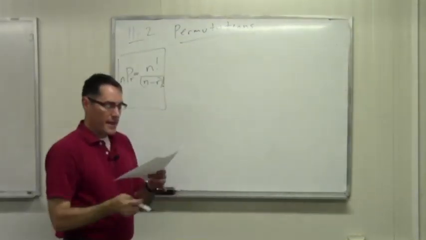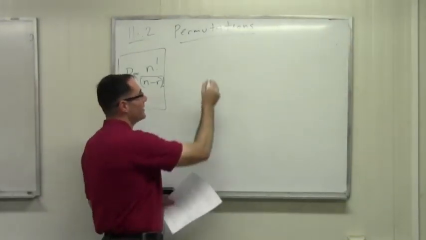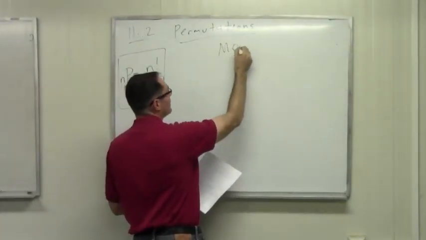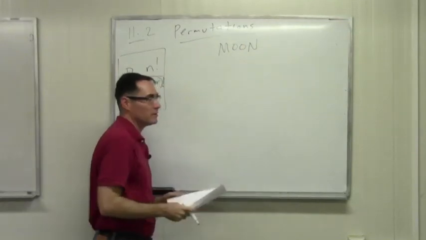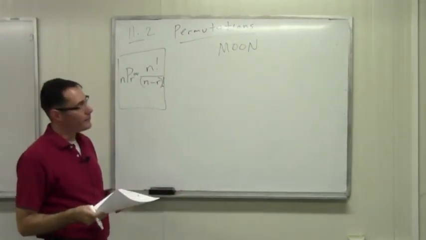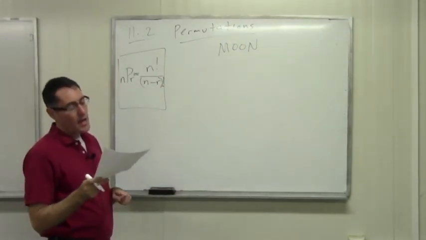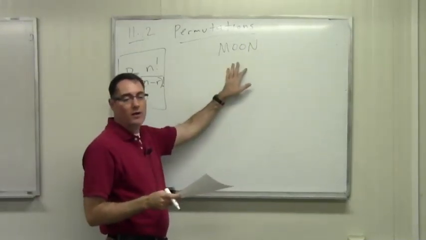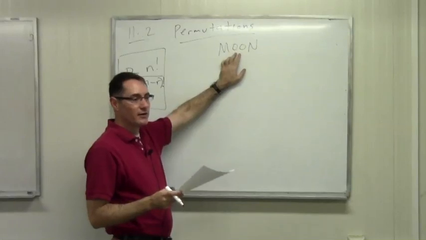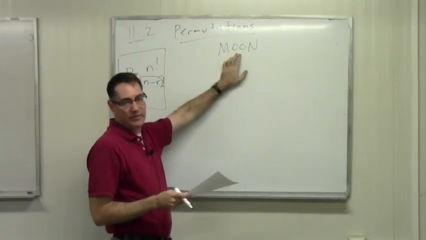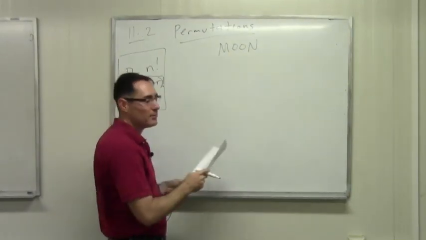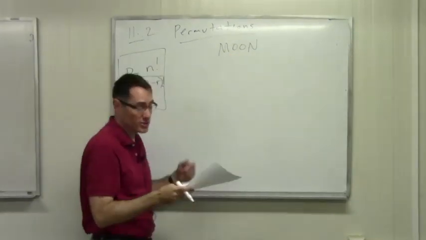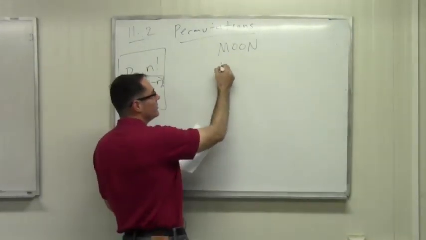Let's say we had a word like moon, M-O-O-N. How many different ways can we arrange those letters? Well, do the O's matter? Is one O any different than the other O? It's not like we label them. We don't say O1 and O2. If there's an O, it's an O.